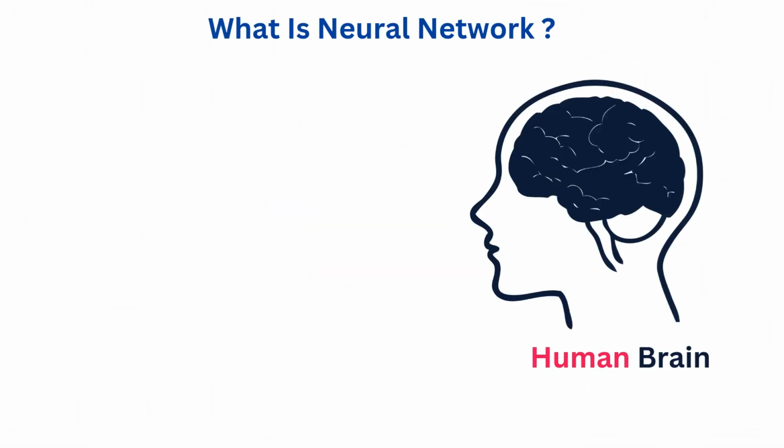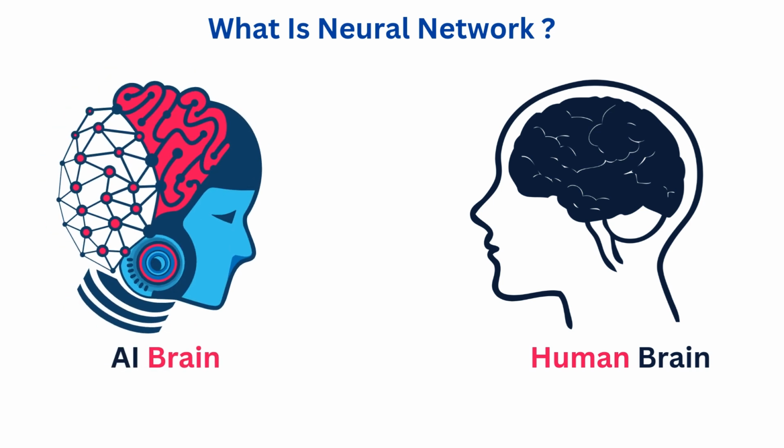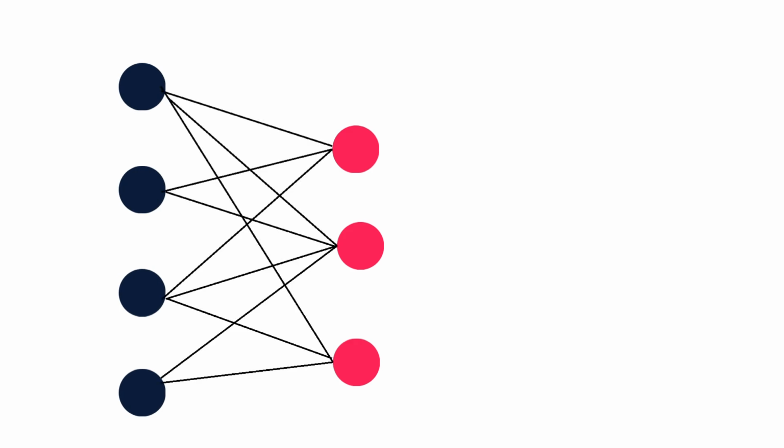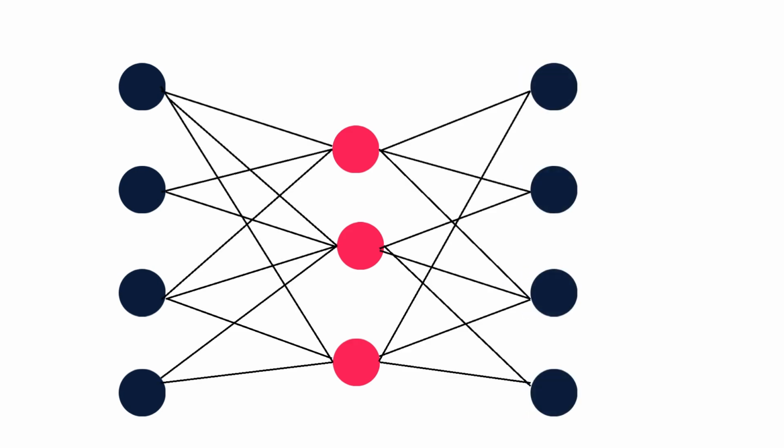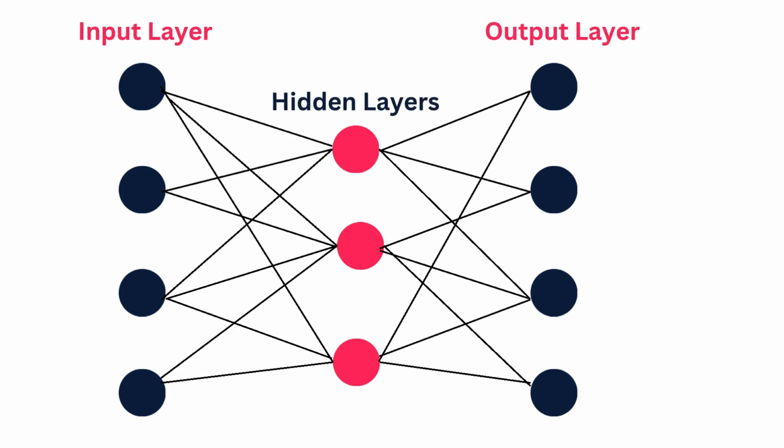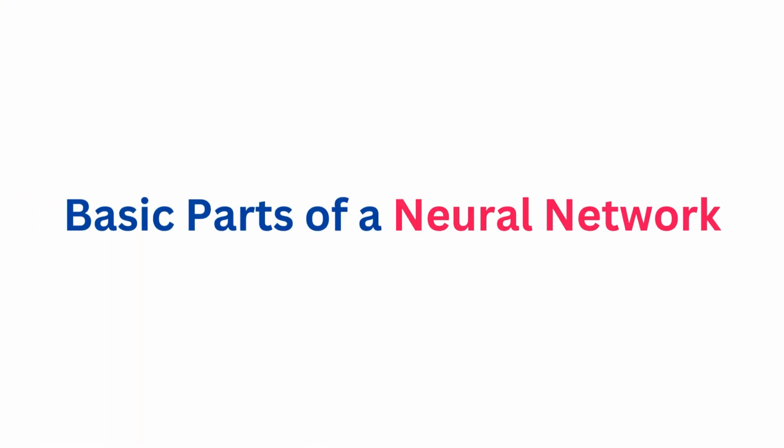A neural network is a type of computer program that is designed to work like the human brain. Just like our brain has neurons that process information, a neural network has artificial neurons, nodes, that learn patterns and make decisions. Here are the basic parts of a neural network.